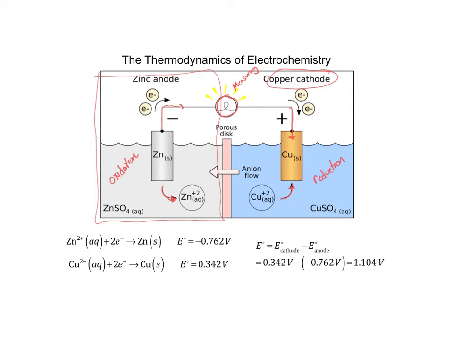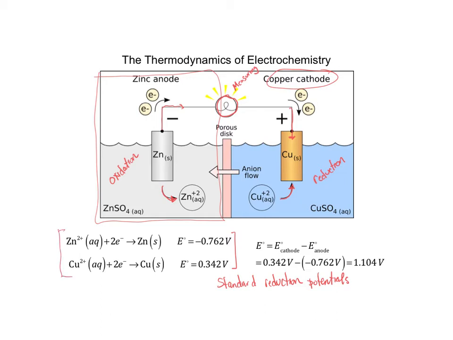And so to figure out the energy that is occurring from the electron flow in this reaction, we would do the energy of the cathode minus the energy of the anode. And these E standards are what are known as standard reduction potentials. And these are values that are tabulated. Notice that these are both written as the reduction.